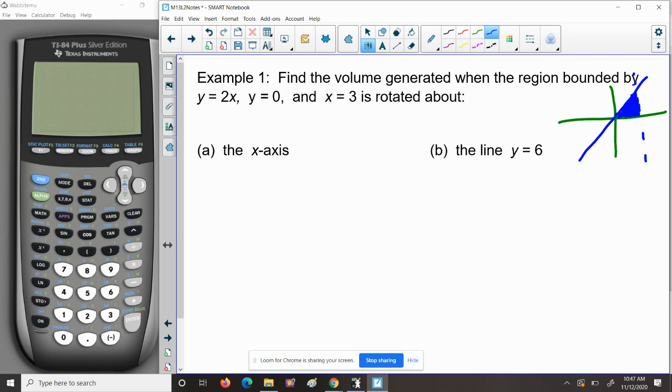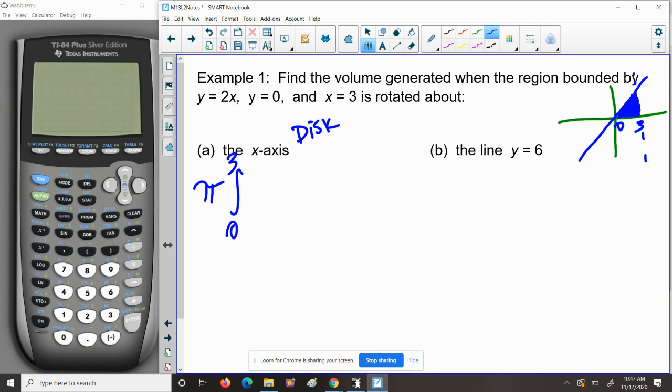Now, if we rotate around the x-axis, we have no empty space, so we are using the disk method. So we need pi times the integral, and we need our interval. We are starting at 0 and we're going to 3. So integral from 0 to 3 of the radius squared.